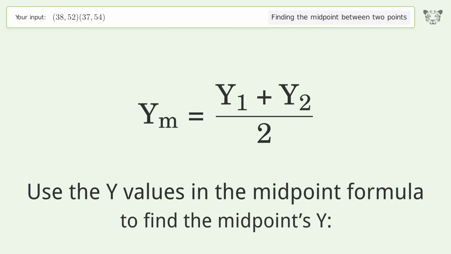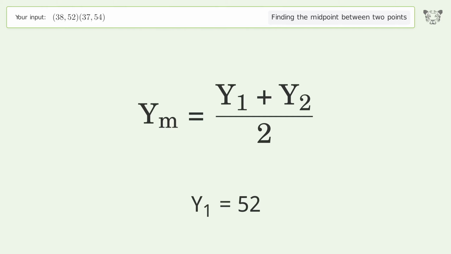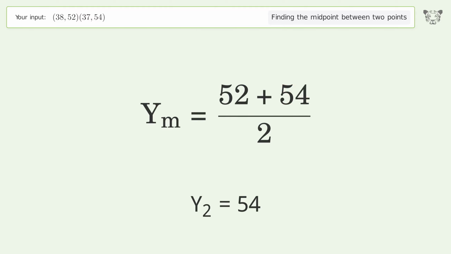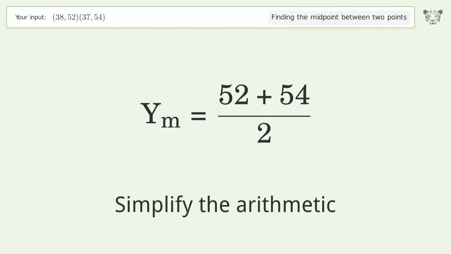Use the y values in the midpoint formula to find the midpoint's y. y1 equals 52. y2 equals 54. Simplify the arithmetic.